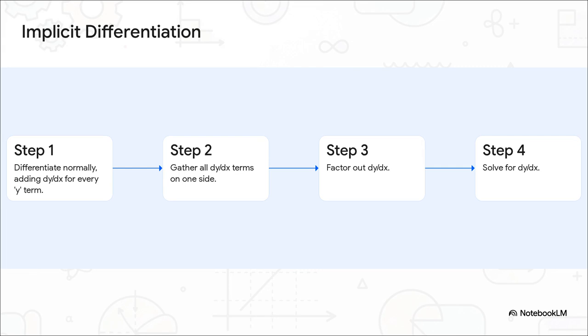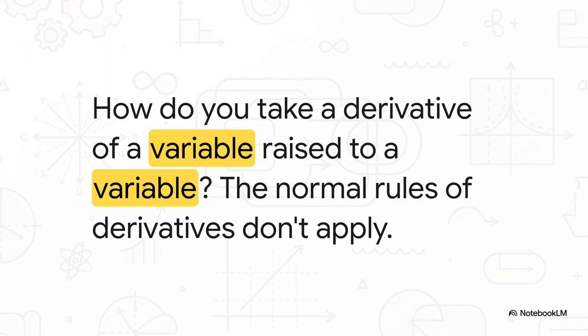First, you just differentiate the whole equation term by term. The only new trick is this. Whenever you take the derivative of a y term, you just tack on a dy/dx right next to it. After that, it's just algebra. As you can see in steps 2, 3, and 4, you're just getting all the dy/dx terms on one side, factoring it out, and solving. It turns a messy calculus problem into a totally straightforward algebra problem. How cool is that?